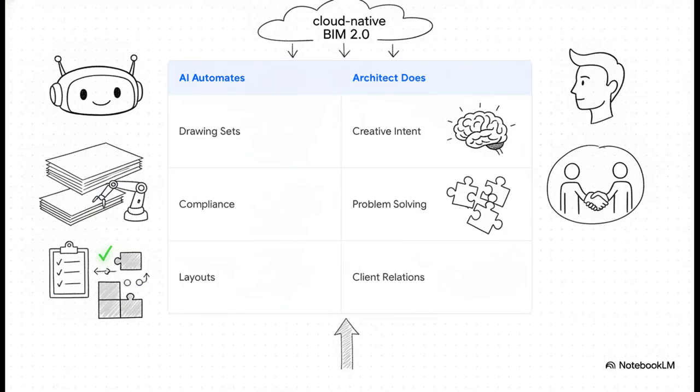Let's move on and see how this builds, because it directly addresses a lot of the fear out there about AI taking jobs. AI is perfectly suited to handle the repetitive, tedious work: generating standardized drawing sets, running endless compliance checks, and optimizing basic floor plan layouts. And by handing that over, it frees up the human architect to focus entirely on what machines cannot do: high-level creative intent, complex problem solving, and building deep client relationships.